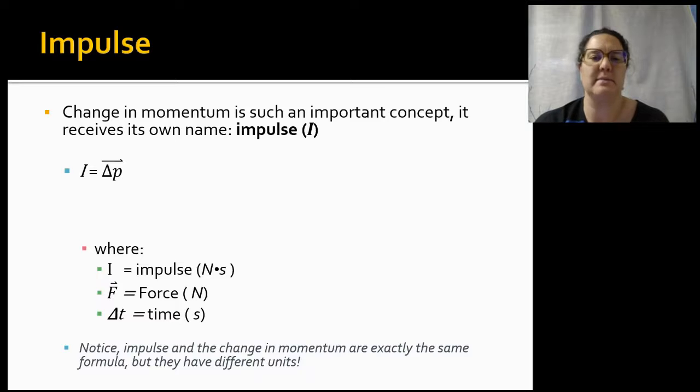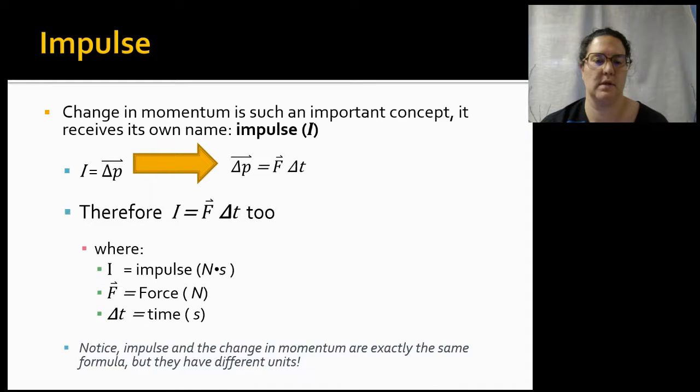So change in momentum is such an important concept, it received its own name, which is impulse. So if you see change in momentum in a question or impulse, they both refer to the same thing. So impulse is in newton seconds, force is in newtons, and then time is in seconds. So impulse and change in momentum have the exact same formula, but they have different units. So change in momentum is force multiplied by time, and therefore impulse is also equal to force multiplied by time.